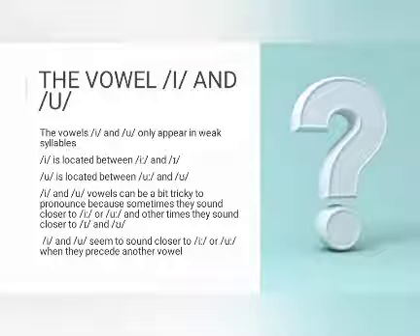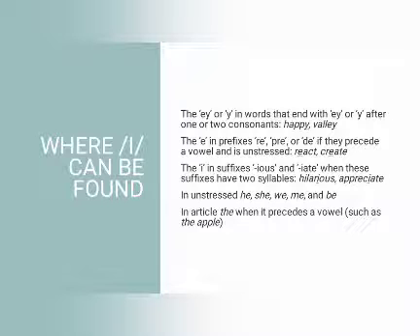I is located between i and e. U is located between u and ʊ. These vowels can be a bit tricky to pronounce because sometimes they sound closer to i or u, and other times they sound closer to e and ʊ. They seem to sound closer to i or u when they precede another vowel. So, where can it be found?